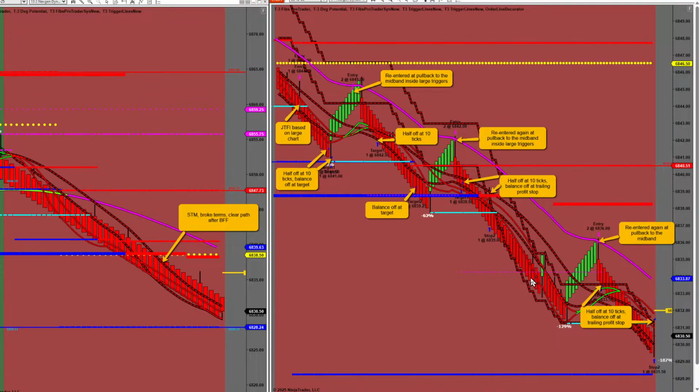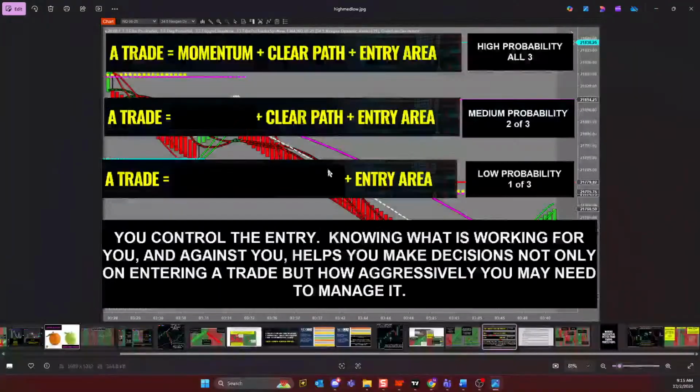And guys, take and manage is where you're all headed once you understand the very basic concepts. Once you can identify momentum, path, and entry, you have the best of the best.